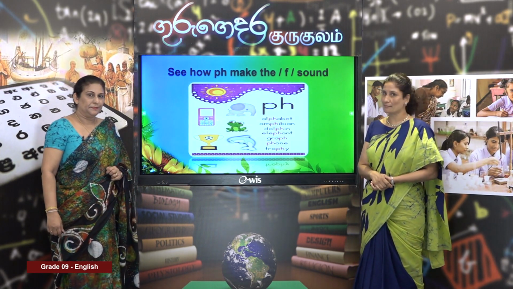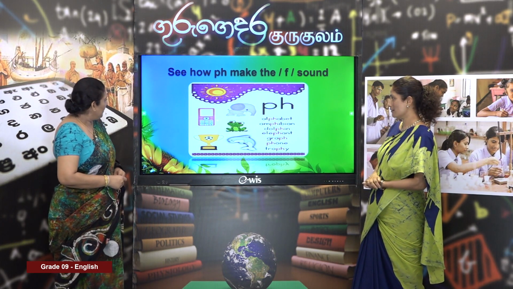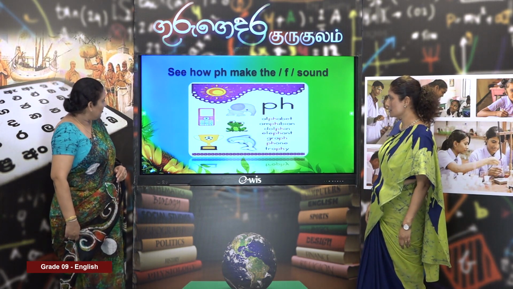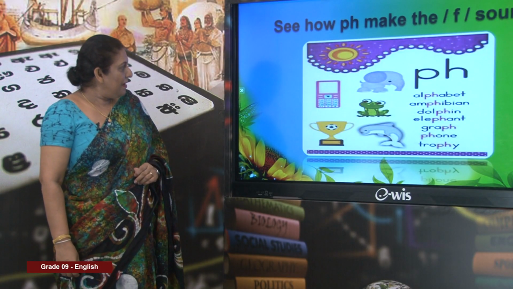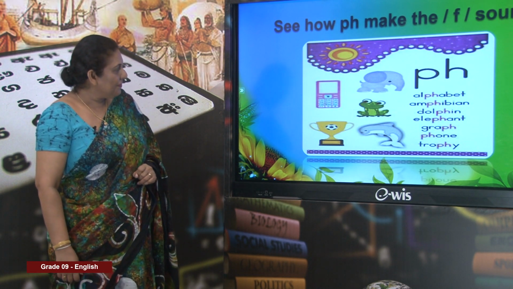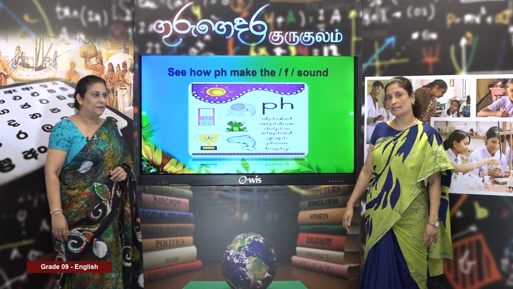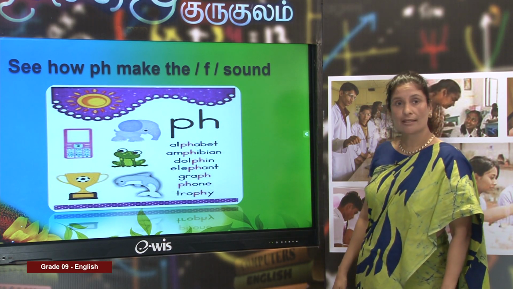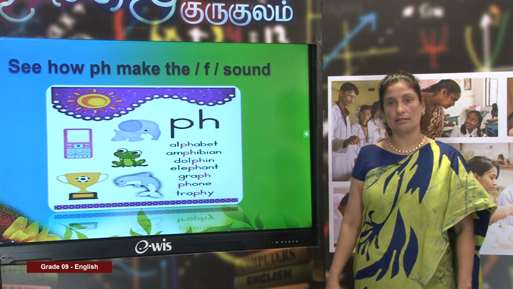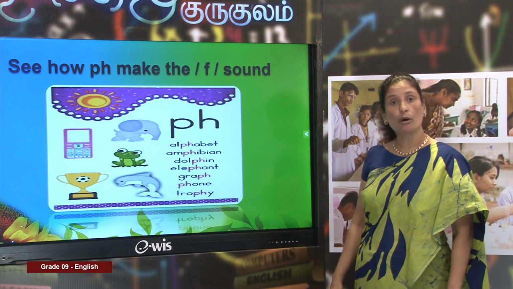Now children, look at this picture. These are all familiar pictures that you see in this picture. Isn't that so, Ms. Nirmala? Yes, of course. Can you identify the pictures, please? Elephant is there. Yes. There is a dolphin. Okay. And a graph, a phone, a trophy. Right. Thank you. Yes, dear children, PH together produces the F sound, like in alphabet, amphibian, dolphin, trophy, graph, phone.